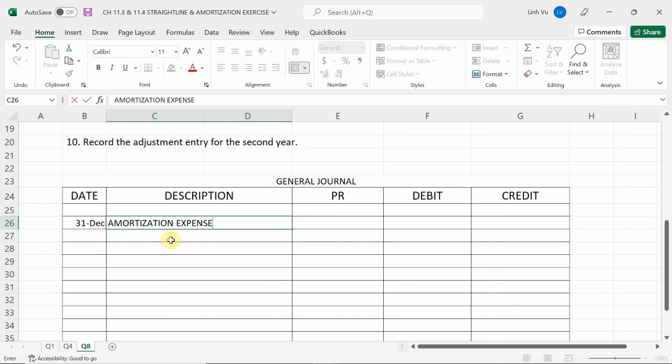Good. Amortization expense, and what's my credit account? Accumulated amortization. Yeah, there you go. Good. So that's the only difference; your journals are identical. The only difference is you need to recognize amortization instead of depreciation. Okay? So in this case, amortization expense and accumulated amortization.